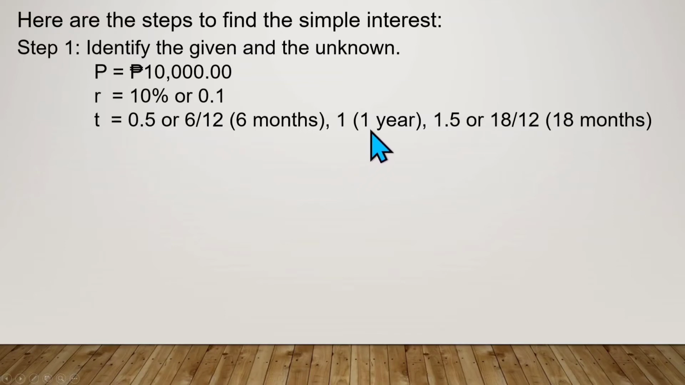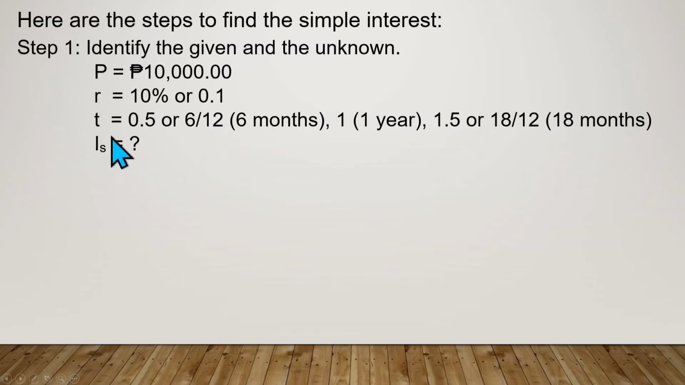Now, in 1 year, the T is 1. If you're going to pay your loan within 18 months, 18 divided by 12 will be 1.5. So the T in 18 months is 1.5. Okay? And the unknown is the simple interest. So that will be step 1. You're going to identify the given and the unknown.